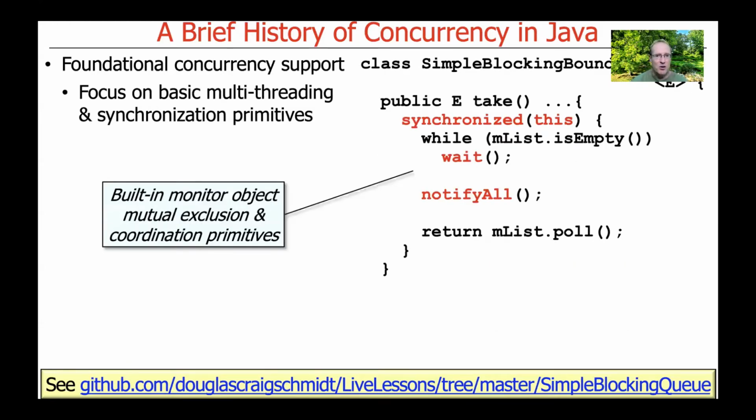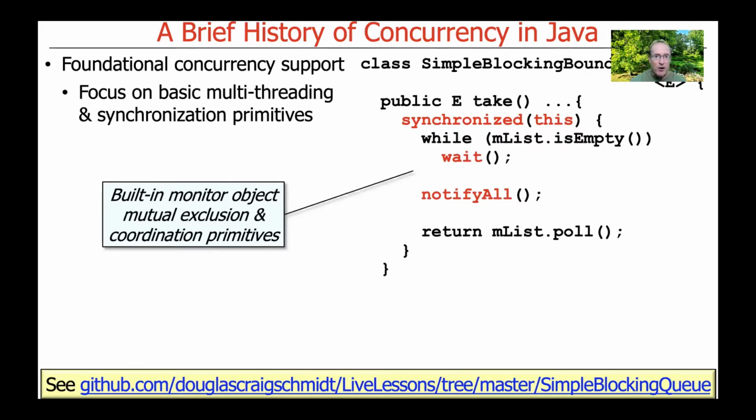There are also some other foundational synchronization mechanisms available in the first version of Java and henceforth. Those include the mutual exclusion mechanisms available with Java built-in monitor objects, in particular synchronized statements and synchronized methods, which we show here, a synchronized statement. There's also this concept of coordination primitives, the ability to wait on some condition to be true and to notify other threads or a thread when a condition may become true. So these are very foundational features.